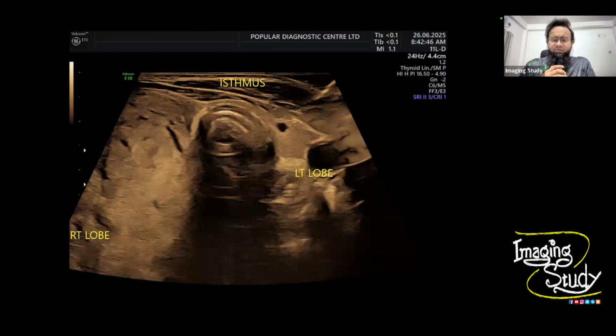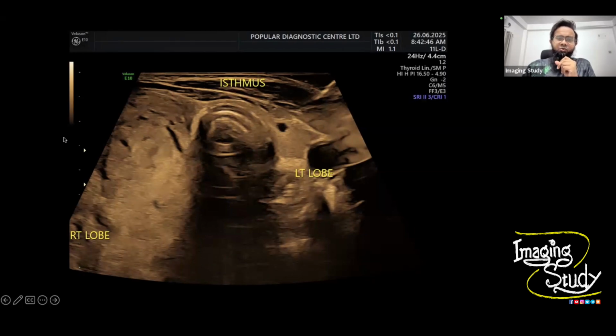So this is a picture that is not the midline. This is quite on the left side. I put the transducer at this point, not at the middle part, but slightly on the left. So you can see the trachea here. This is not midline, okay? Because the trachea was deviated in this patient. I will show you the picture. So here you can see the trachea. This is the isthmus, and this is the left lobe. You can see a cystic nodule here.